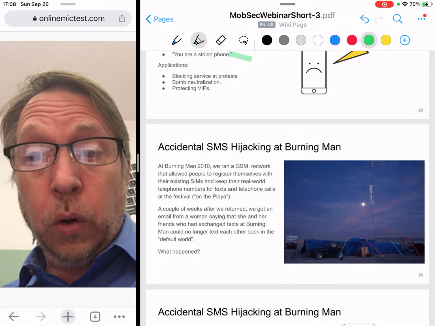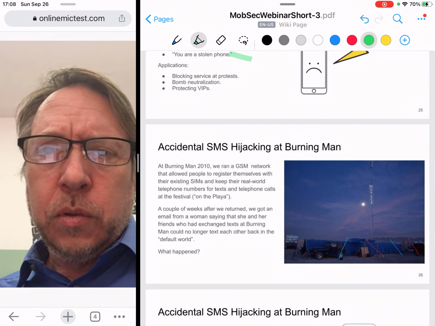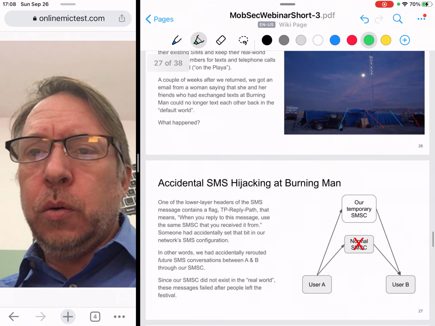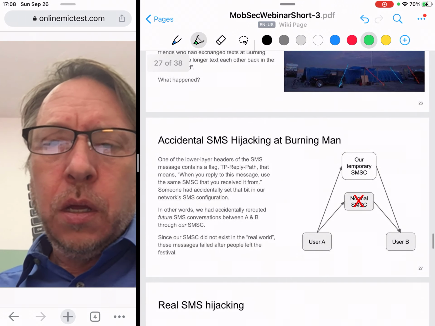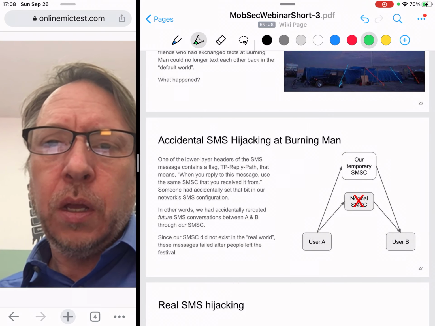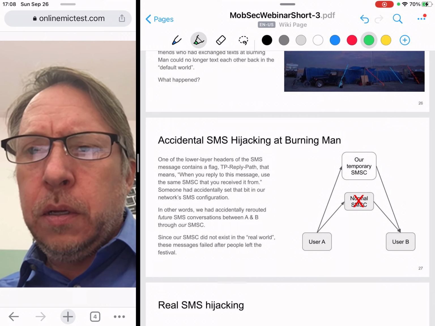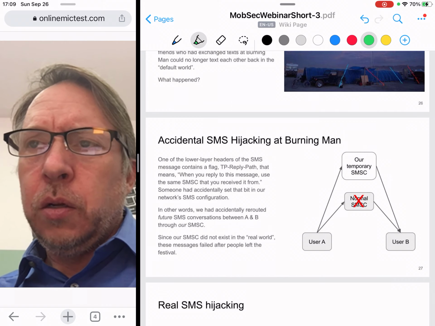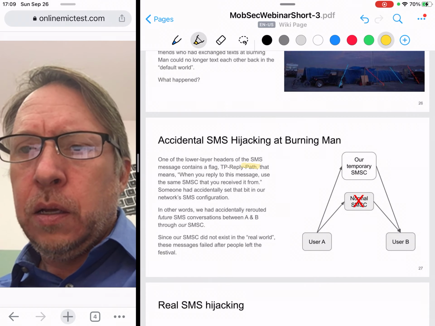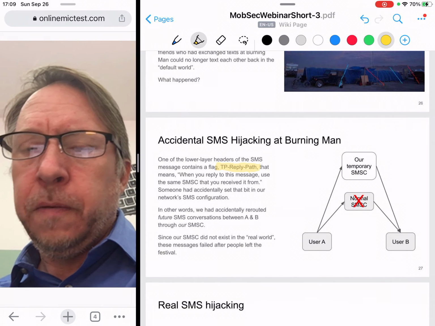So we went back and looked at the configuration, and saw that someone in the configuration had set the TP reply path bit in all the transport layer headers. Now here's what that means.